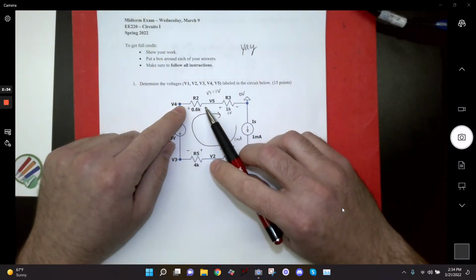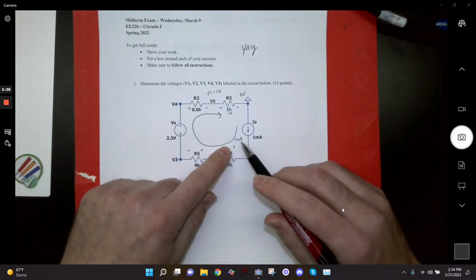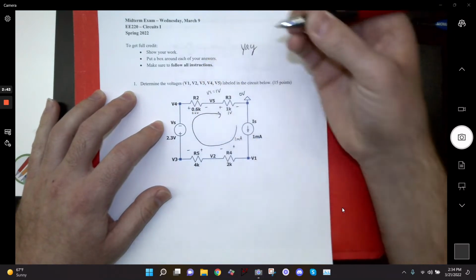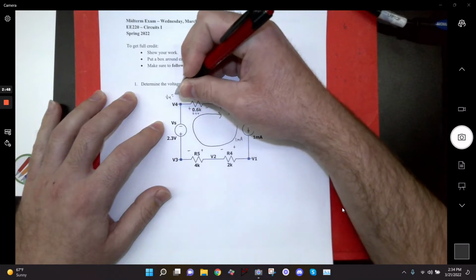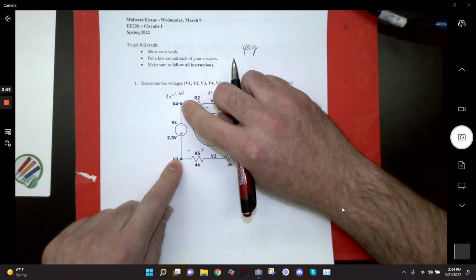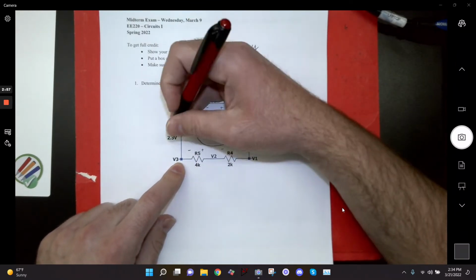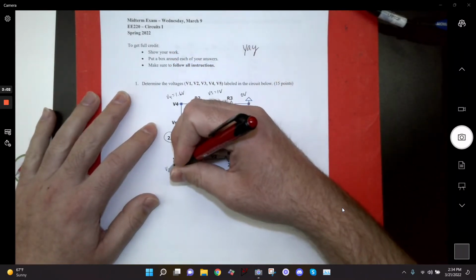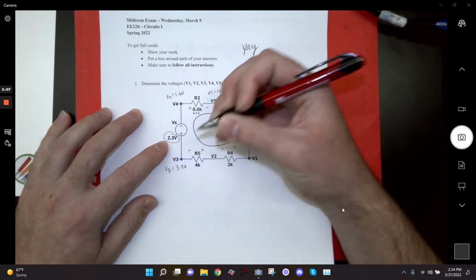Now here I have a drop of 0.6, right? I've got 0.6K and 1 milliamp, so this is a drop of 0.6 volts. Going up from 1 by 0.6, V4 is 1.6 volts. Now here I just have a voltage source, so I go from this node to this node, which tells me I go up by 2.3 volts. So V3 is 1.6 plus 2.3, or 3.9 volts.